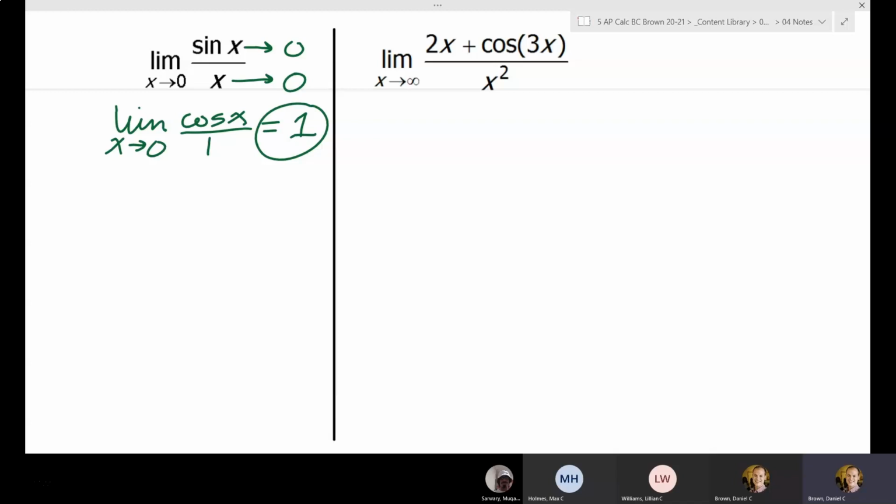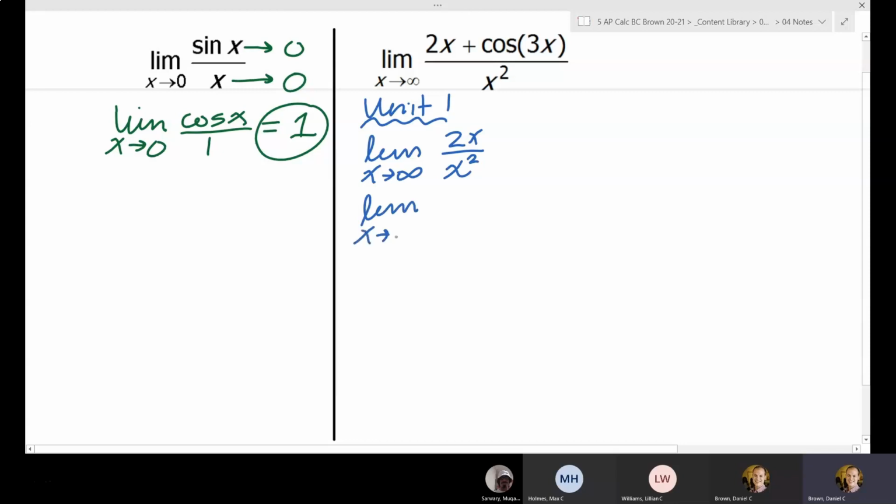So let's do it the Unit 1 way first. I can think about what matters most in the end behavior model. In Unit 1, we've had to ask ourselves in that numerator, what matters most, the 2x or the cosine of 3x? And which one would it be? 2x. Cosine is always stuck between -1 and +1, so you would have 2x. Well, what matters most in the denominator? X squared. This is going to simplify to 2 over x. Well, x is going towards infinity. So when your denominator goes to infinity, what is this limit going towards overall? 0.